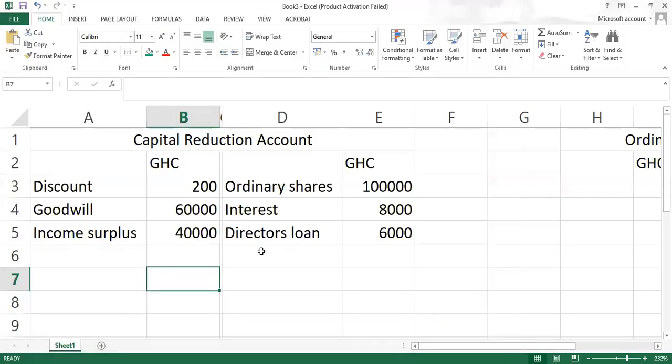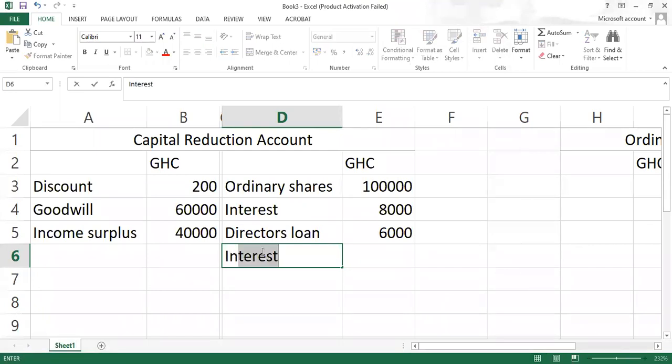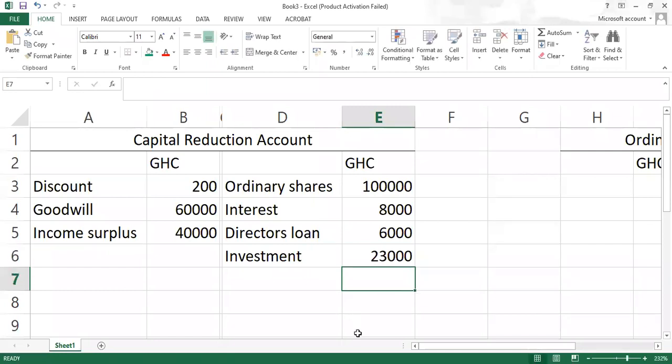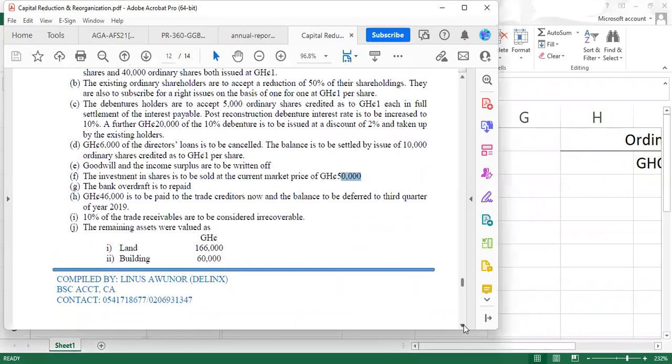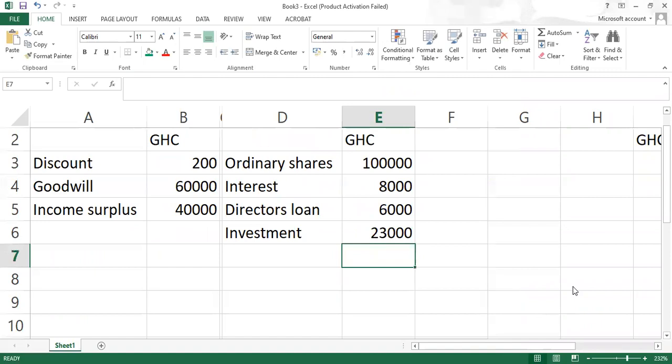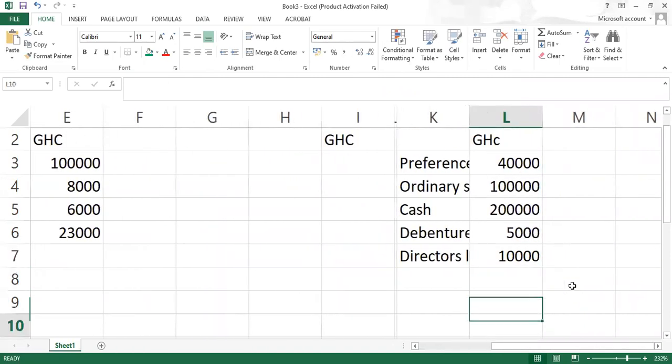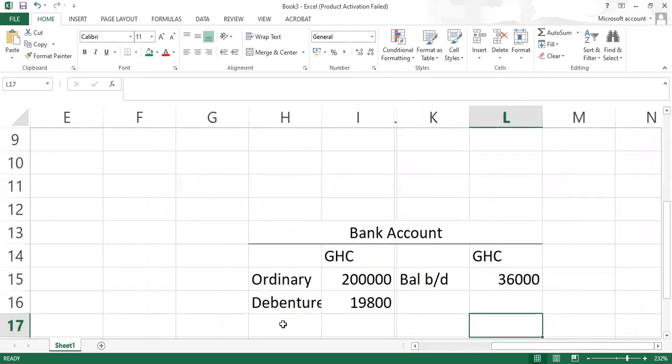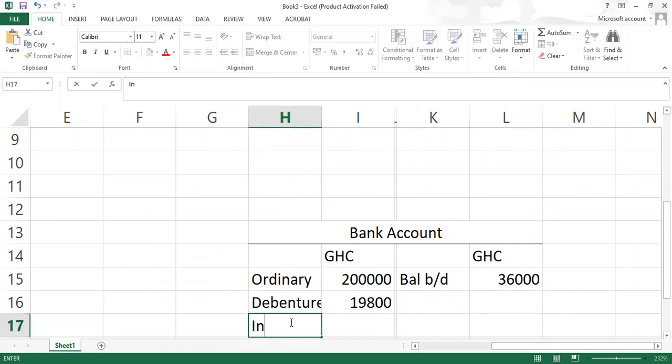So what are we doing? We are gaining. So it will be a gain. By how much? 23,000. So if you sell, how are you going to receive the money? By cash, isn't it? Yes, sir. So you debit your cash. All right, so we come here, we have our bank account. We have what? Investment. We are going to have investments.